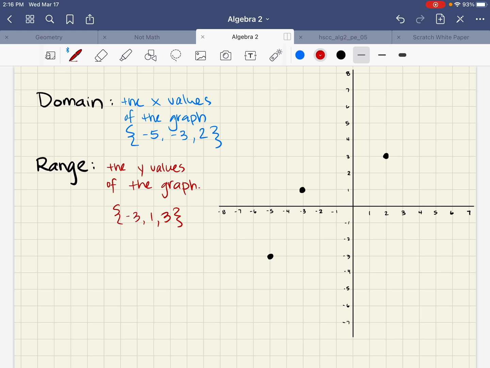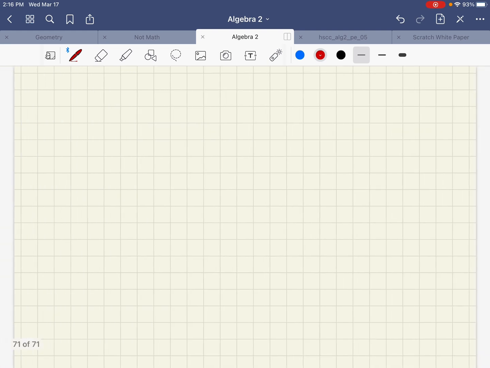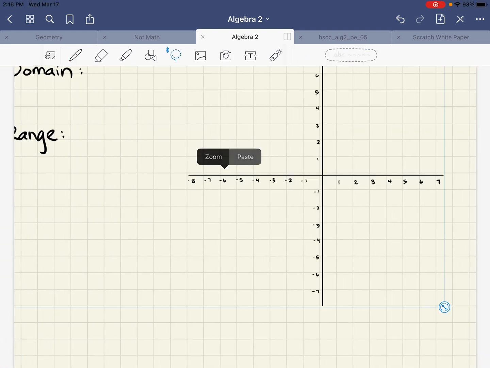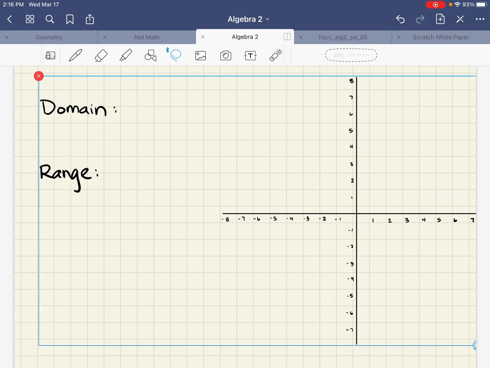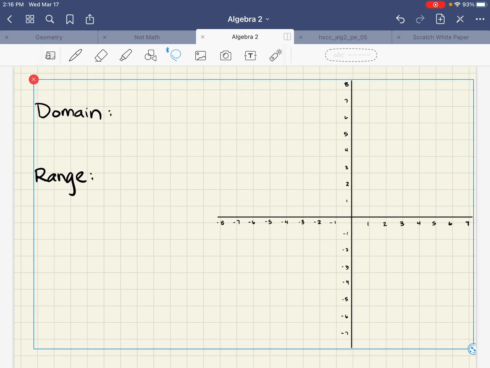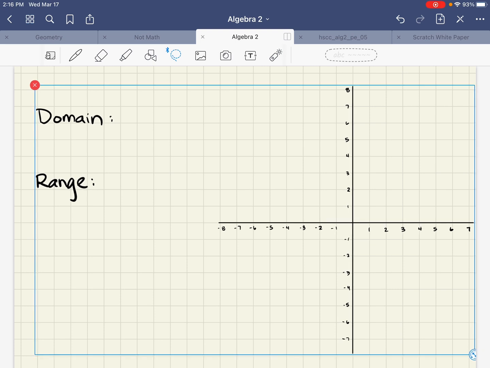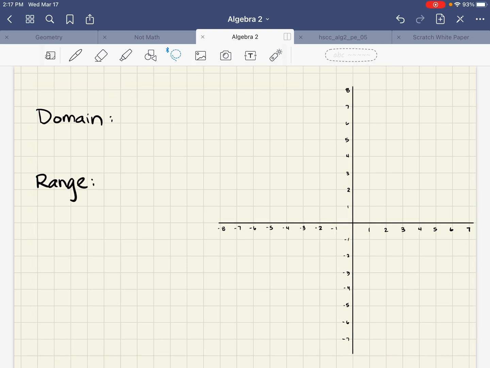Now we're going to take this and advance this idea just a bit. Let me paste that. There we go. All right, let's try another one. This time, rather than doing a discrete set of points, how about we do a continuous set of points? Let's try something a little different.